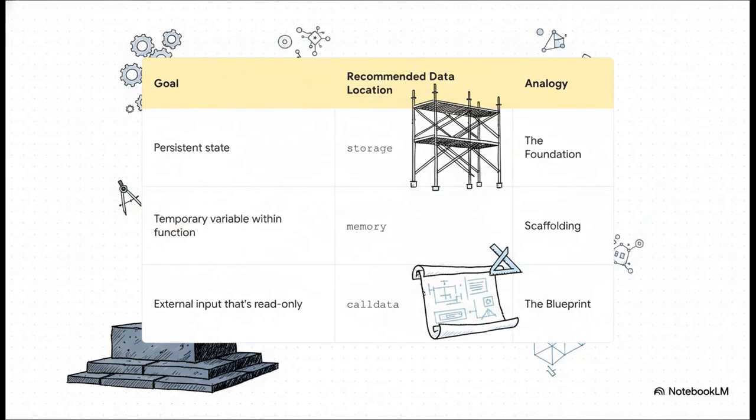This table really nails it. It shows you the right tool for the job. If you have data that needs to last forever, you have to use storage. That's your foundation. For quick, temporary calculations inside a function, you use memory. That's your scaffolding. And for inputs that you just need to look at, calldata is your best, most efficient choice, like checking the blueprint.